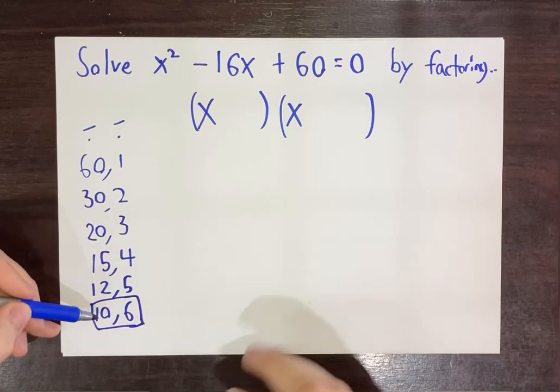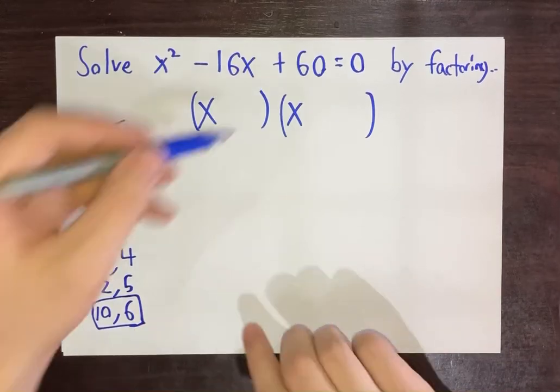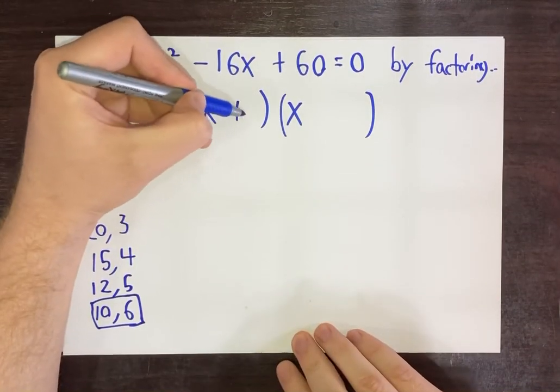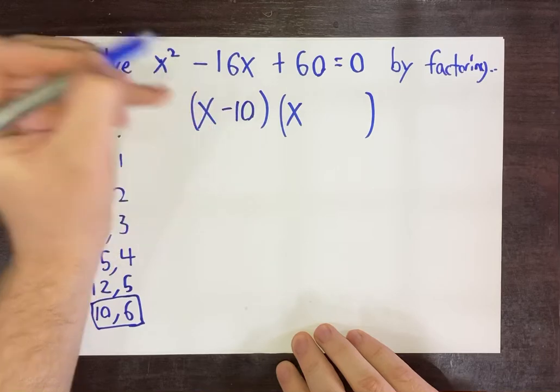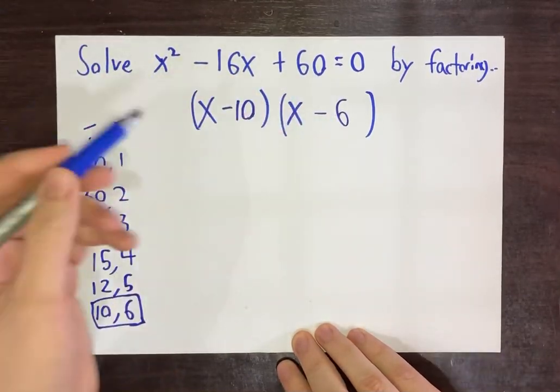The reason being, negative 10 plus negative 6 equals negative 16. Negative 10 times negative 6 equals 60. So we're going to put those two negative numbers into our brackets, negative 10 and negative 6.